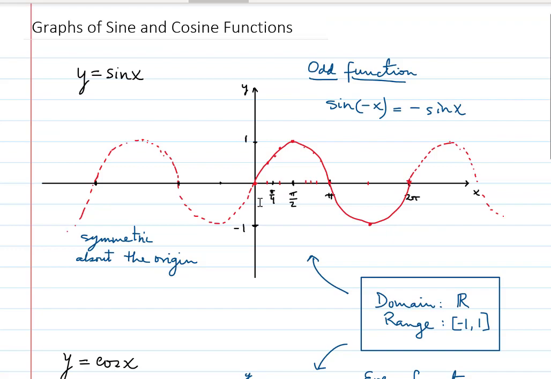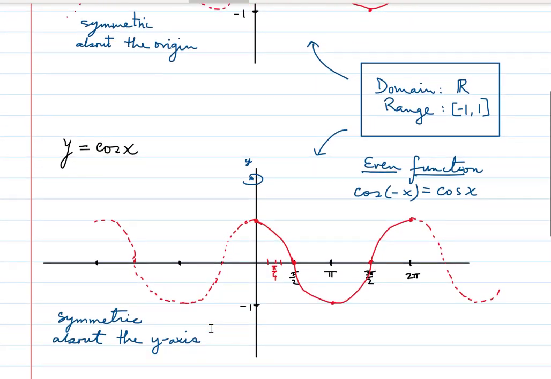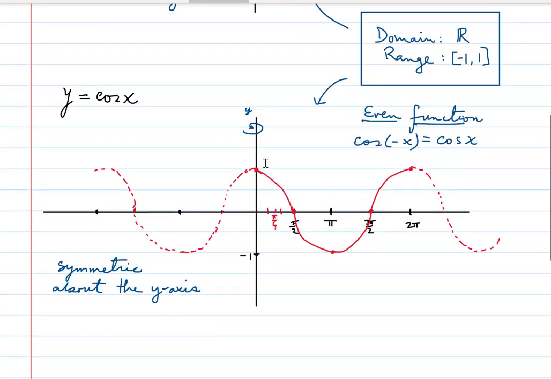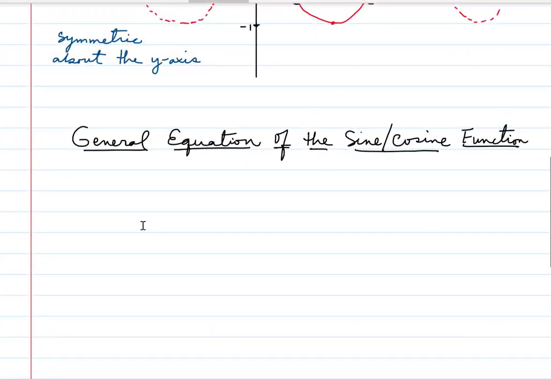For an odd function, symmetric about the origin. For the even function, symmetric about the y-axis. We're going to start looking at the general equation of the sine and cosine function. I say sine and cosine because it's going to work the same for both of these. So just for the sake of not being repetitive, I'm going to stick with sine for right now, but this whole thing applies to cosine as well.